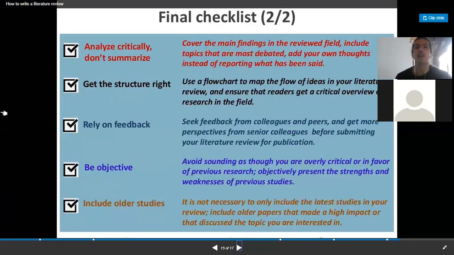Then analyze critically. You're not going to just summarize. Now you're going to analyze the whole document, right? And you're going to put over there that analysis. Therefore, you're going to review it, you're going to summarize it, you're going to analyze it, and you're going to argue there, right?